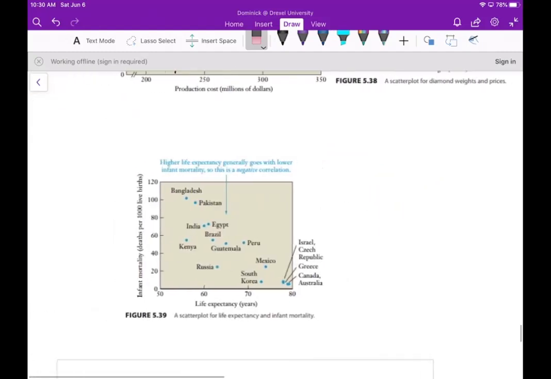Now, the last scatter plot that we have is showing us the life expectancy in years for certain countries, and they compare that with the infant mortality also. Of course it would make sense that the life expectancy would be higher in countries where the infant mortality is lower. So it looks like as the life expectancy increases, the infant mortality goes down, which is what we would expect.